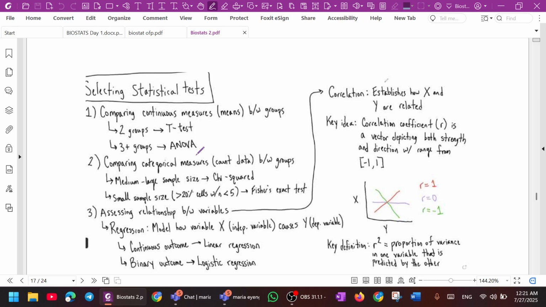And then if you want to assess the relationship between variables, you are not going to compare the groups. You're trying to just assess the relationship. Let's say you want to say when variable x goes up, then variable y also goes up, or when variable x goes down, I notice that variable y goes up. You just want to see how one moves compared to the other. Then you use point number three. In point number three, you can use two different tests. One of them is the regression model.